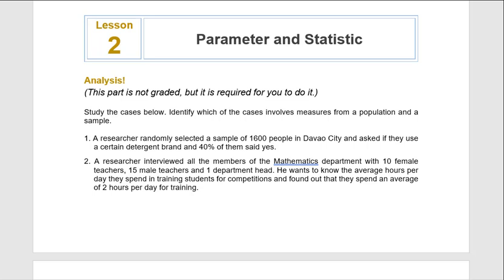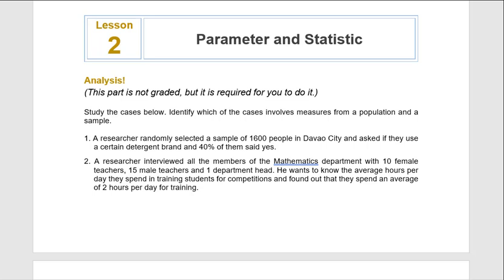Study the cases below. Identify which of the cases involves measures from a population and a sample. Case 1. A researcher randomly selected a sample of 1,600 people in Davao City and asked if they use a certain detergent brand, and 40% of them said yes. Case 2. A researcher interviewed all the members of the mathematics department with 10 female teachers, 15 male teachers, and 1 department head. He wants to know the average hours per day they spend in training students for competitions and found out that they spend an average of 2 hours per day for training.